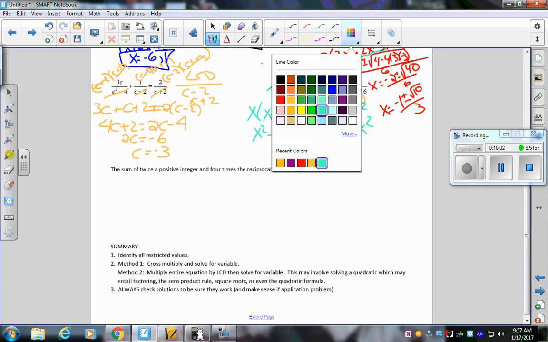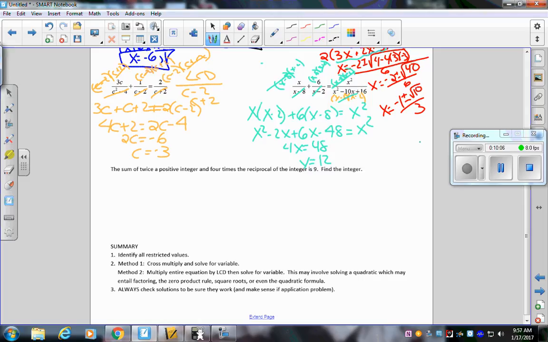All right, so the last one is just doing the same thing, but in a word problem format. It says the sum of twice a positive integer and 4 times the reciprocal of the integer is 9. Find the integer. So half the battle here really is that we need to go ahead and set up what that equation looks like. So let's start. It says the sum, so I'm adding two things. Twice a positive integer, so 2b or 2a, I don't care what letter you use.